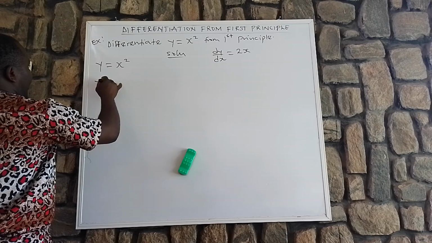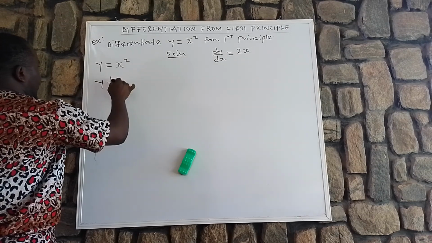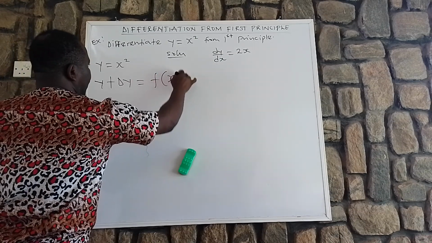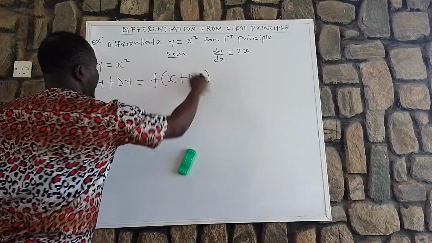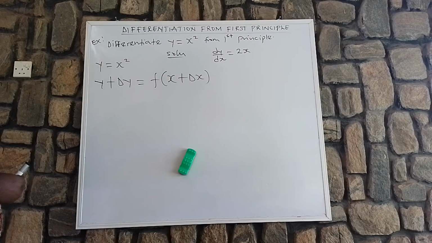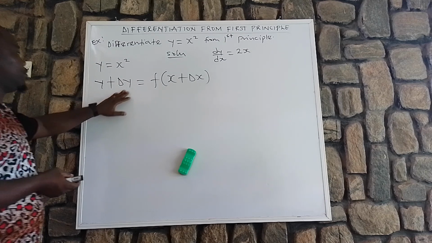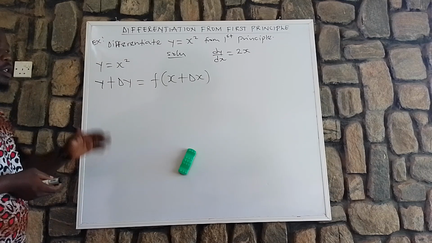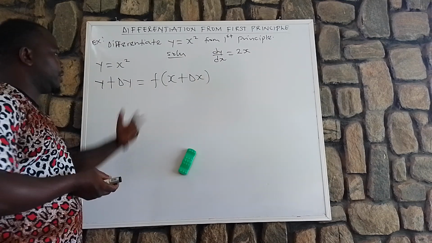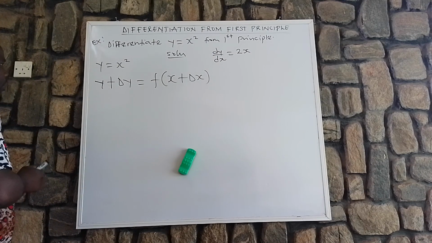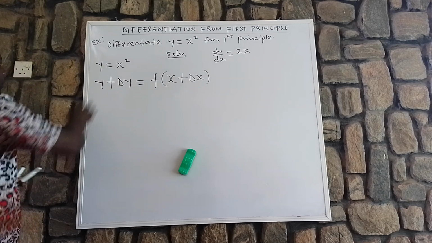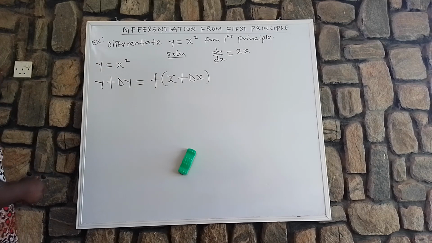We know that our y plus dy is equal to f of x plus dx. This is the formula for first principle. So whenever you want to differentiate from first principle, this is what you are going to use all through. Then I'm going to show you how you use this formula. It's simple as ABC. Now, how can we use this formula for this function? Let me show you.